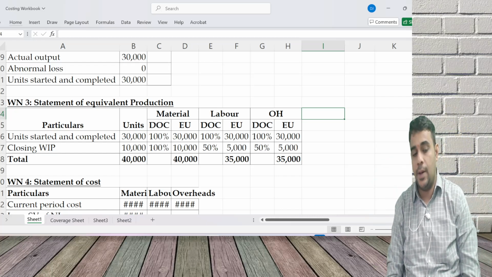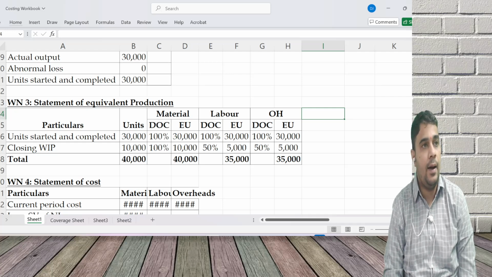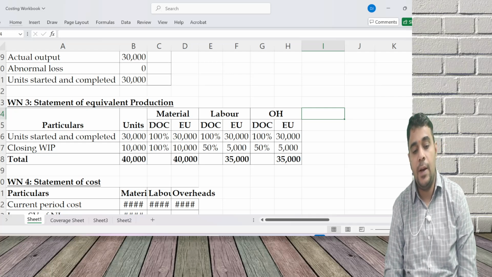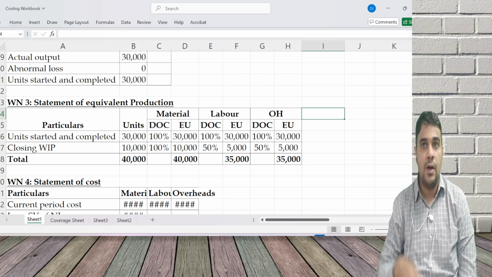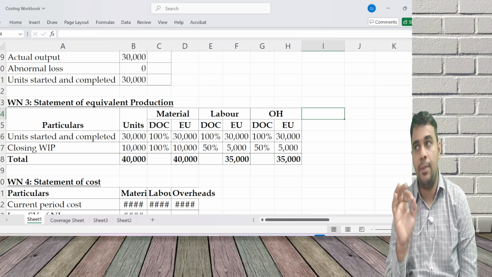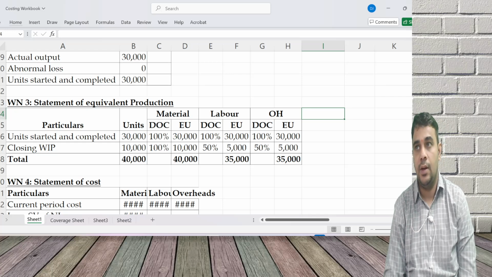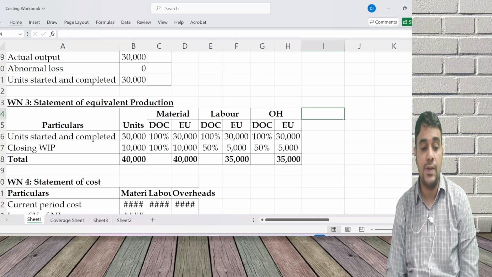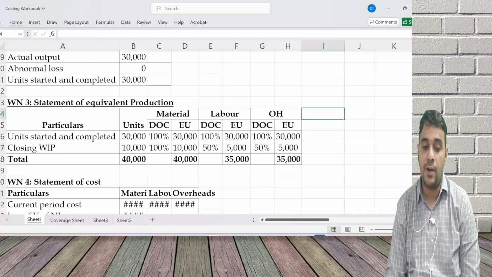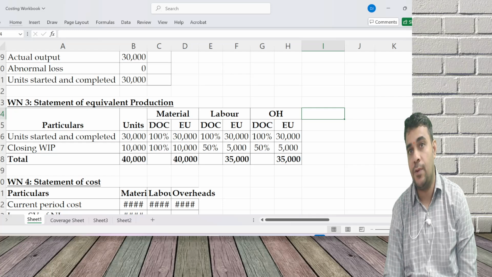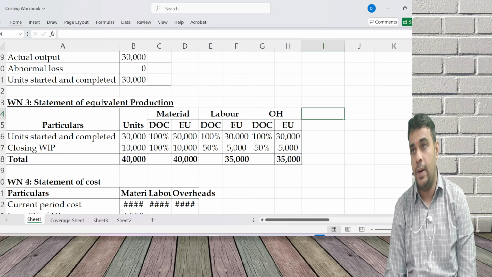Statement of equivalent production. Units started and completed 100% DOC. Closing WIP 100% for material, 50% for labor, 50% for overheads. It is a format-driven area; as long as you're able to properly write numbers, you will get the correct answer. Any doubts on statement of equivalent production? I get 40,000 for material, 35,000 for labor, 35,000 for overheads.